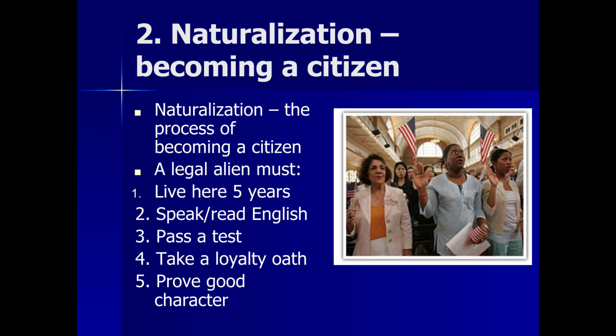This is the process for becoming a citizen. Naturalization is this process. Somebody who's here with permission has to live here for 5 years, speak and read English, be able to demonstrate they speak and read English, and pass a test. It's kind of a college prep government test, really. Take a loyalty oath, show they're not going to be a terrorist, and then get character references.